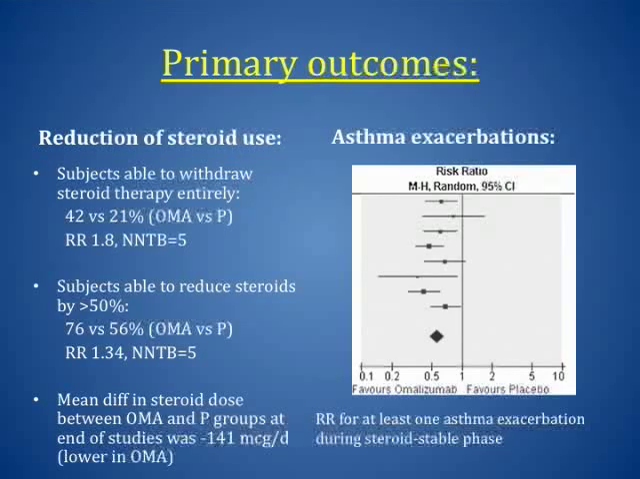So just looking at each of those outcomes independently. Reduction of steroid use: subjects were able to withdraw from steroid therapy entirely in 42% of the omalizumab groups and 21% of the placebo-treated patients. And the number needed to benefit was 5.